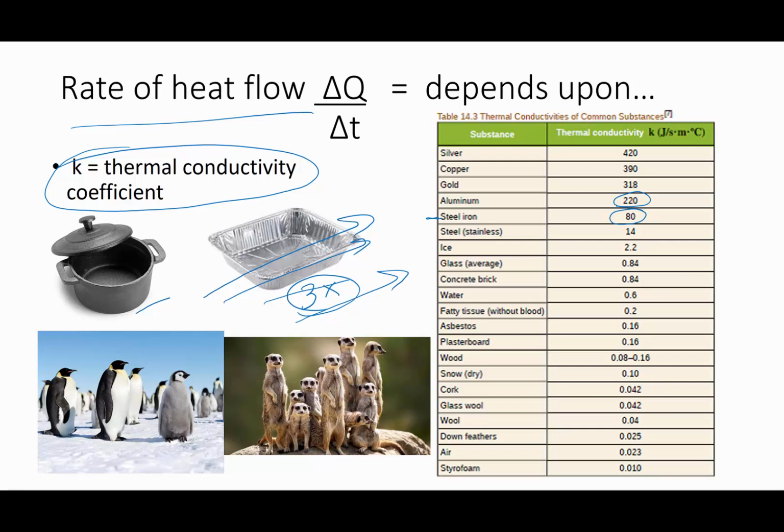If we take a look at fatty tissue, it has a thermal conductivity constant of about 0.2. That's very, very low. Why do I mention that? Well, I don't know about you, but in the winter I tend to put on a little extra weight. And if you look at animals that are designed to live in the Arctic, they evolved to have more fatty tissue because that is natural born insulation. With a low conductivity constant, it keeps that heat in.